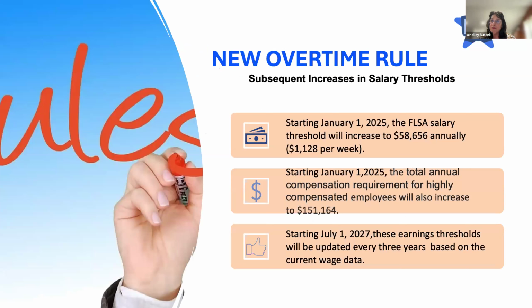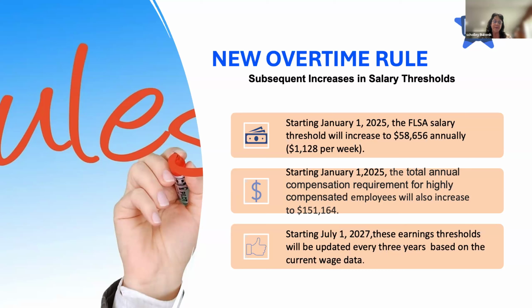Now, fun stuff here. We're going to see another increase. January 1, the FLSA salary threshold is going to increase again to $1,128 per week. So many of you may be okay now, but in January, to meet this annual $58,656, that may pose some problems with some of your salary people. The highly compensated employees threshold is also going to increase to $151,164.